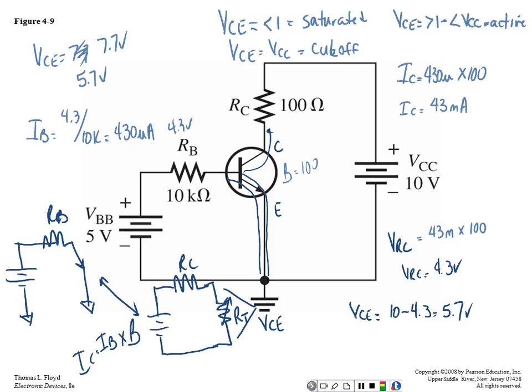So we calculated 5.7 volts. Is that less than 1 volt? Is it equal to 20? So it's somewhere between 1 volt, it's greater than 1 volt, less than VCC, so this transistor is in the active region. So it's acting like a rheostat. A while ago, when we got more current out than we could, it was acting like a closed switch, right?